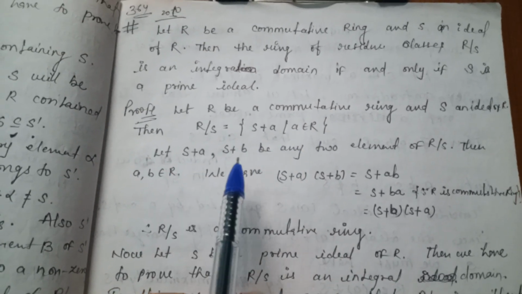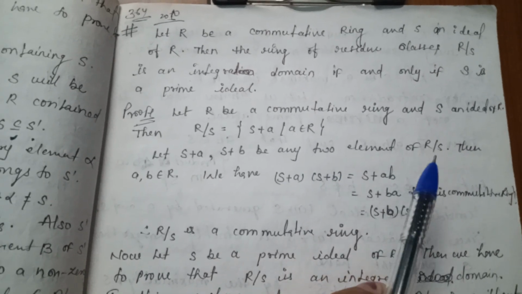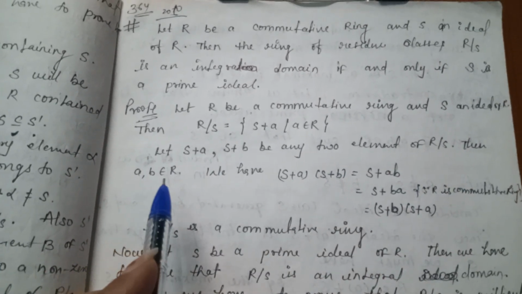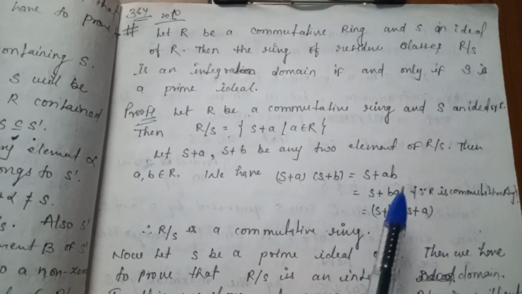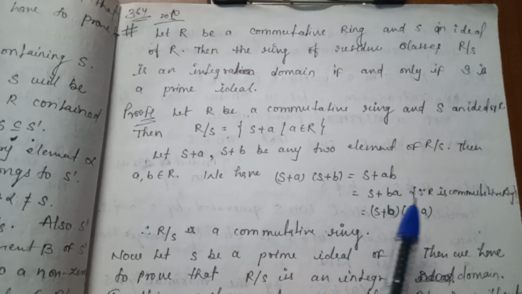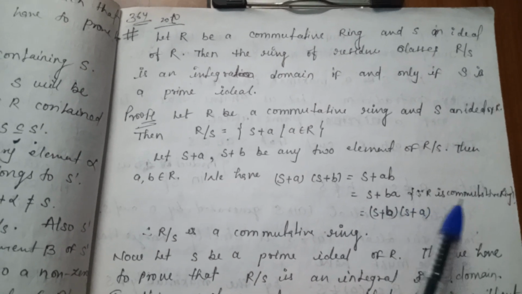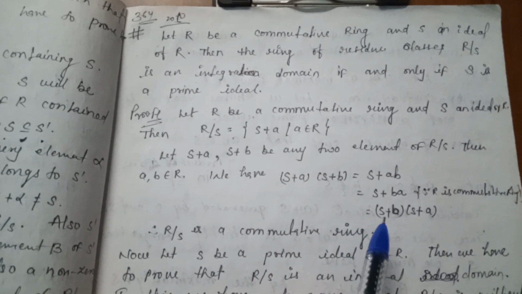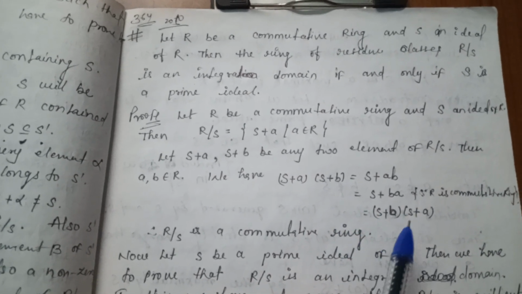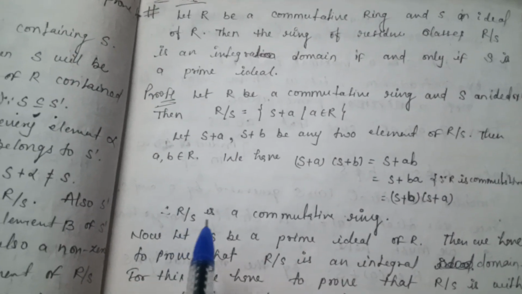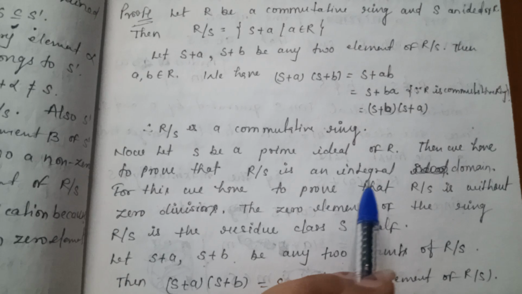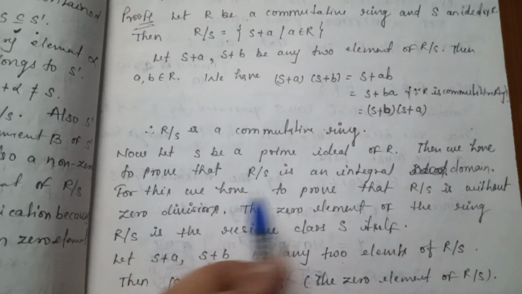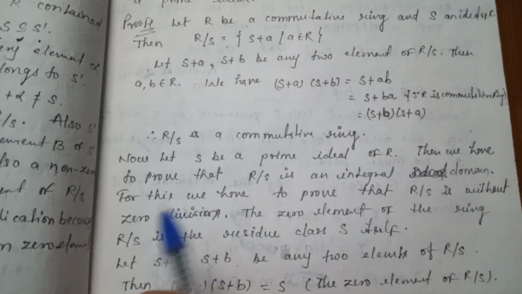Let S + a, S + b be any two elements of R/S. Then a, b belong to R. We have (S + a)(S + b) is equal to S + ab, which is equal to S + ba, since R is a commutative ring, which is (S + b)(S + a). So R/S is a commutative ring. Now let S be a prime ideal of R. Then we have to prove that R/S is an integral domain. For this we have to prove that R/S is without zero divisors.